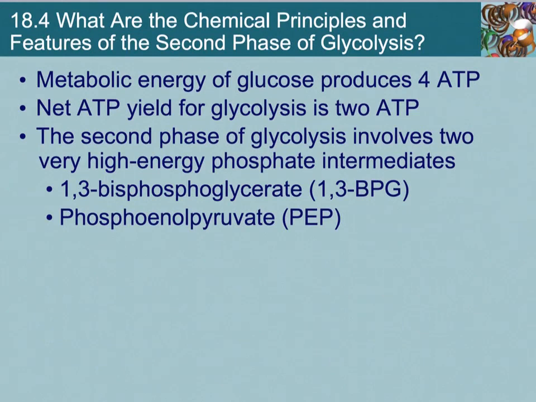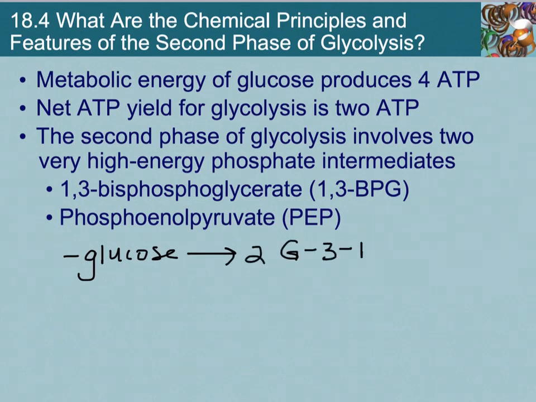Alright, so we're now ready to move on to the second phase, or the second stage of glycolysis. I'm just going to recap on the bottom the first stage. So the first stage, we had glucose, and we net form 2 molecules of glyceraldehyde 3-phosphate, and we lost 2 ATPs. These were consumed.